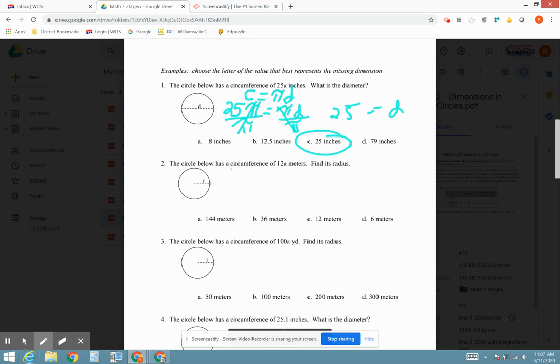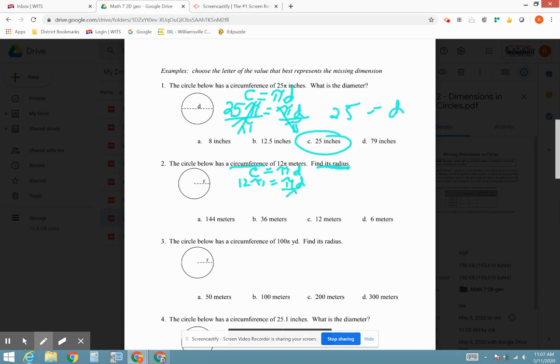And the next one, it talks again about circumference. And this time it wants me to find the radius. So I have to be a little bit careful because I know that the circumference formula will give me diameter. Then I'll have to cut that in half to give radius. So I write out my formula again. I plug in what they gave me for circumference.